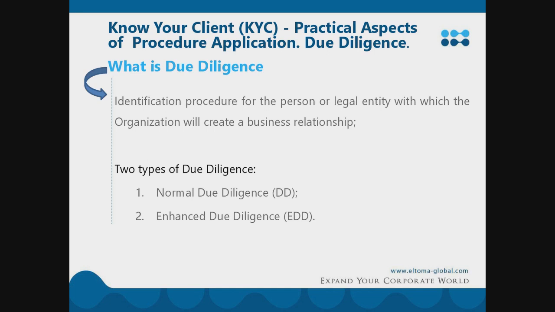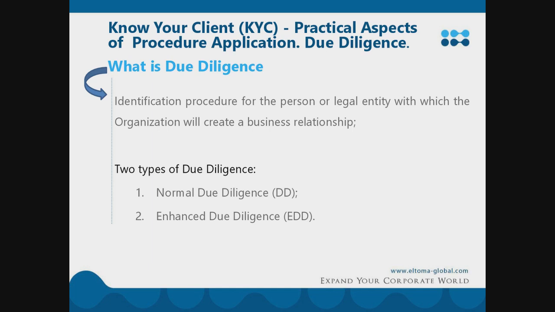So now we will talk about due diligence. So what is due diligence? Due diligence is an identification procedure for the person or legal entity with which the organization will create business relationships. If we compare due diligence with KYC, it's a little bit different. Due diligence is a procedure that you provide before creating a relationship with the client, and KYC is a procedure which comes when you have already created a relationship with the client and you start to check him and his documents.